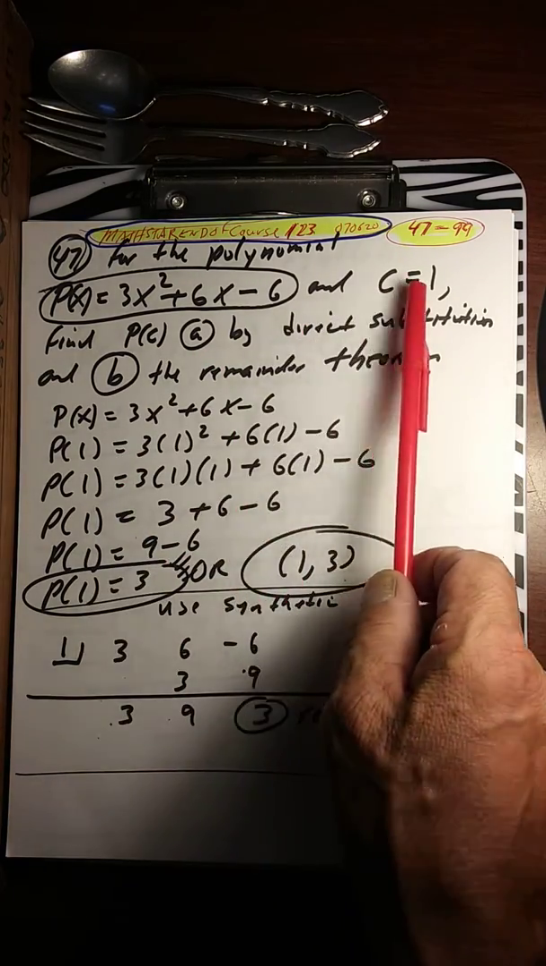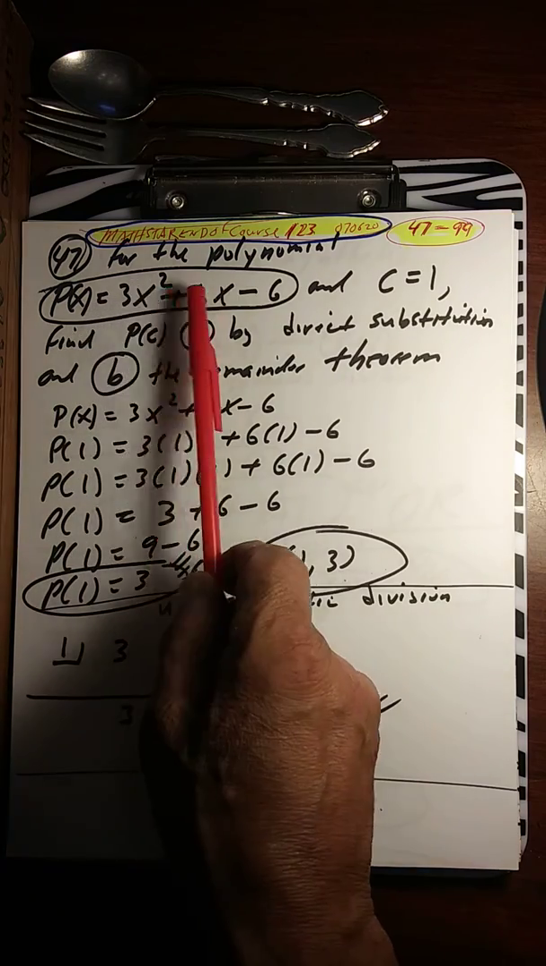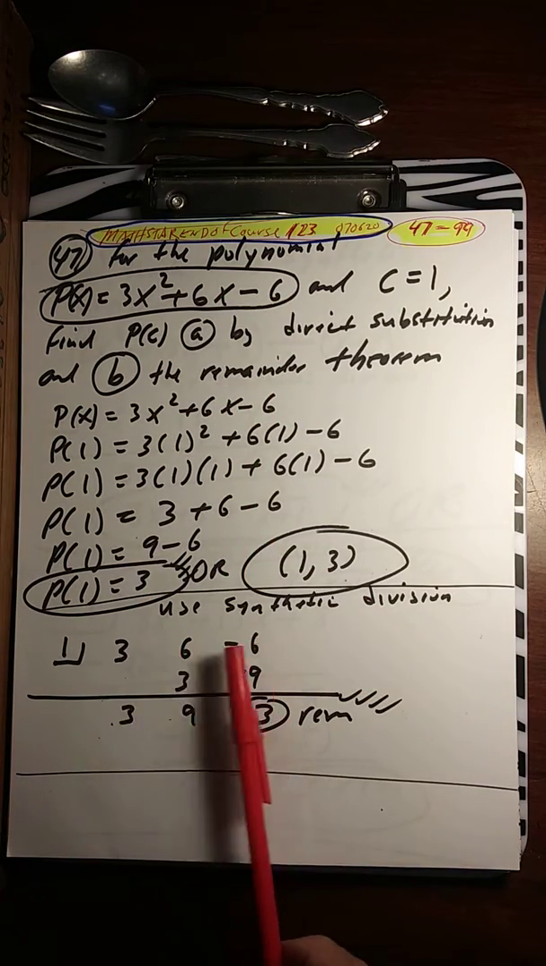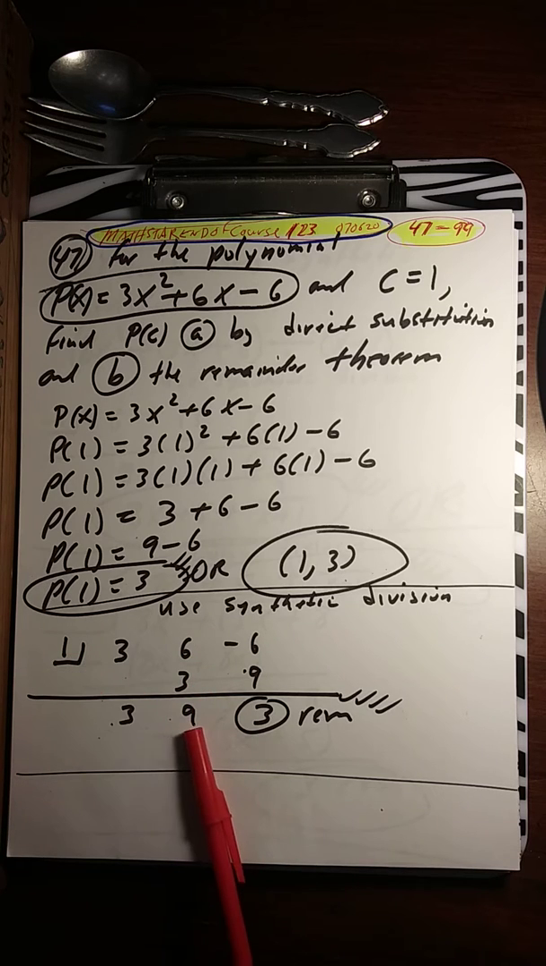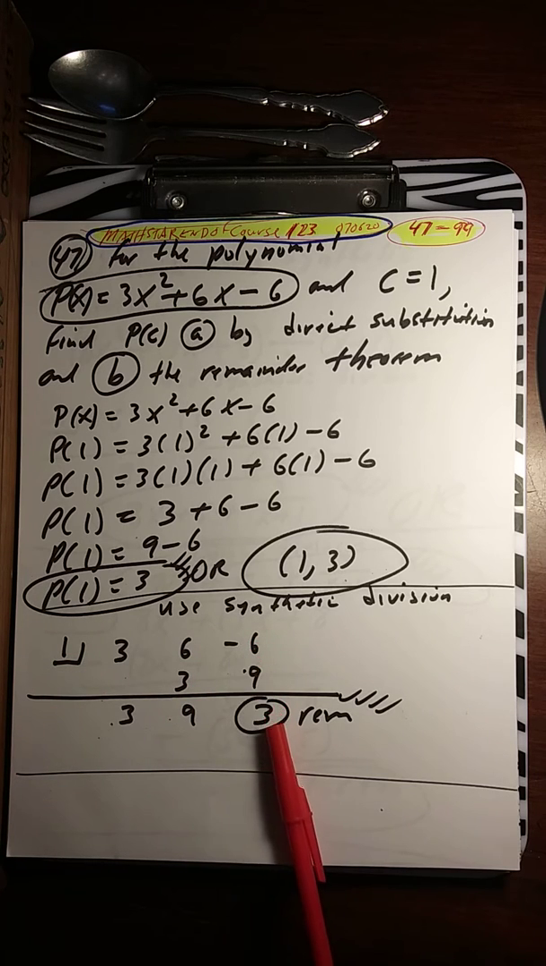Synthetic division, you put 1, put the numbers there, these three numbers right there. 3 down here, 1 times 1, 3. 3 and that's 9. 1 times 9 is 9. 9 and 9. 9 minus 6 is 3. So remainder is 3. That's the answer.